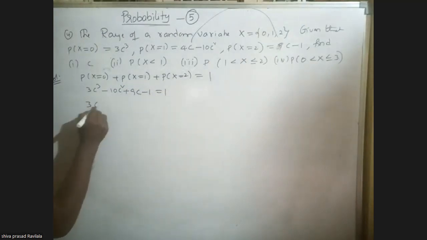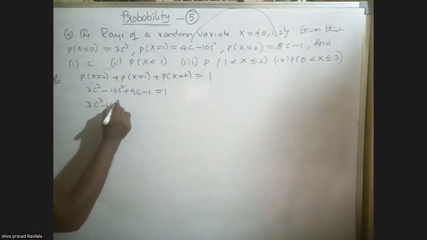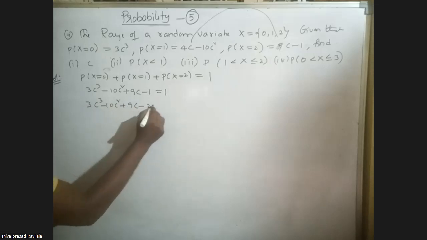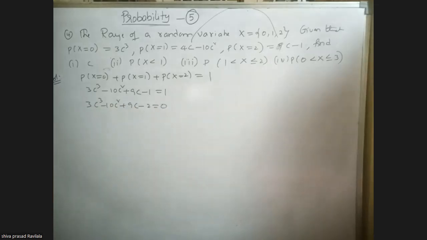This is a cubic equation, theory of equations: 3c cube minus 10c square plus 9c minus 2 is equal to 0. We don't know the value of C directly.